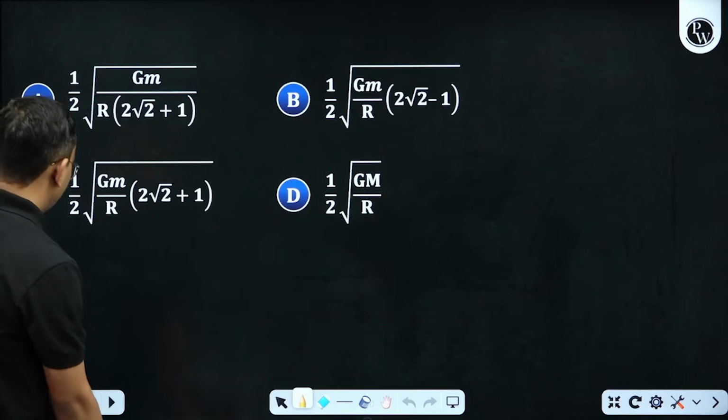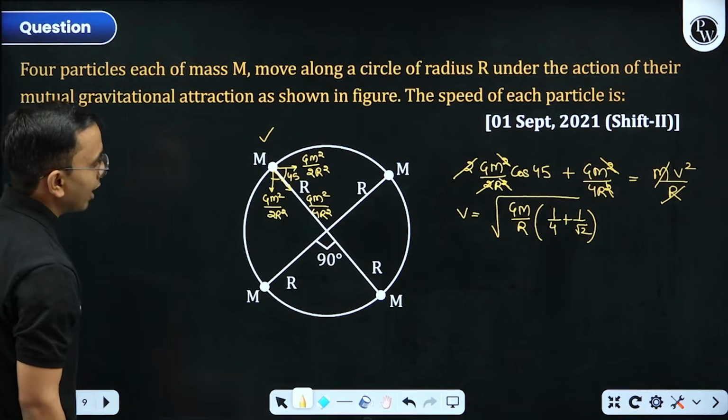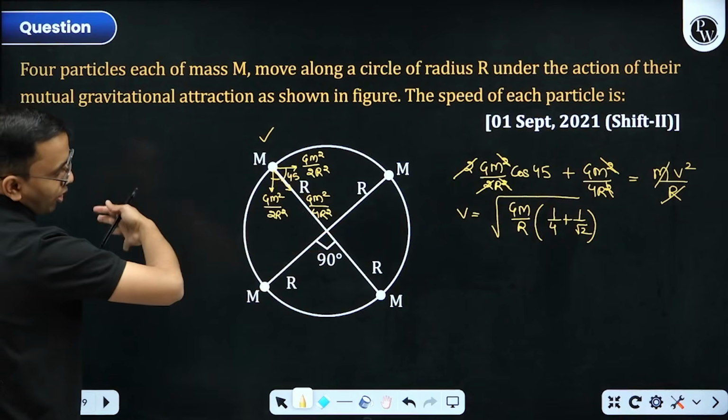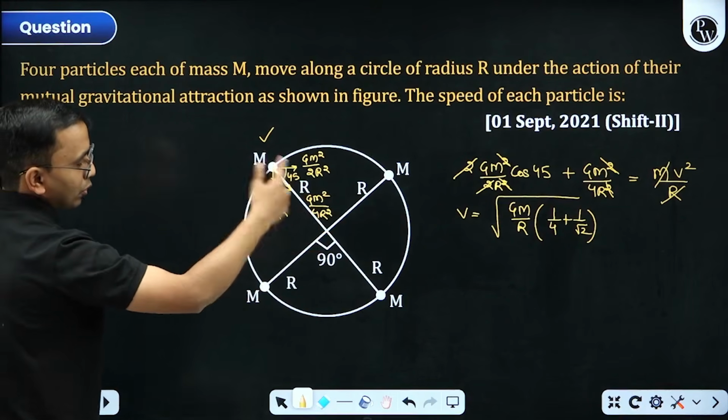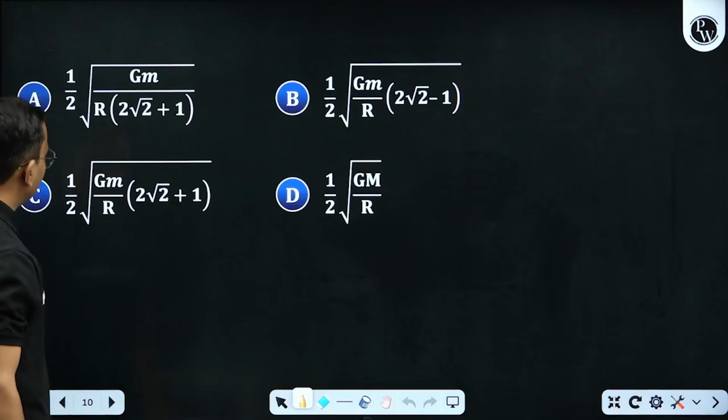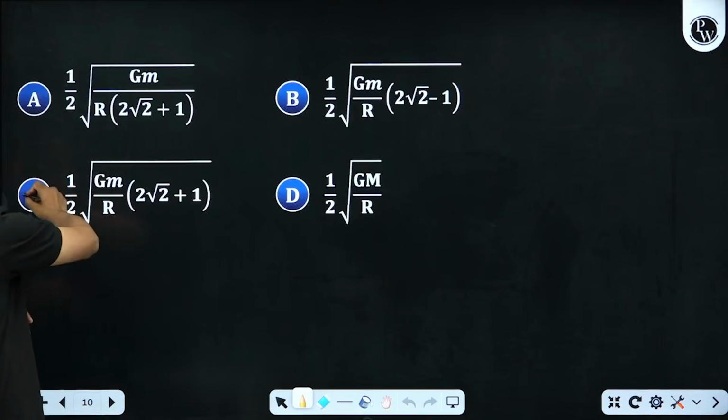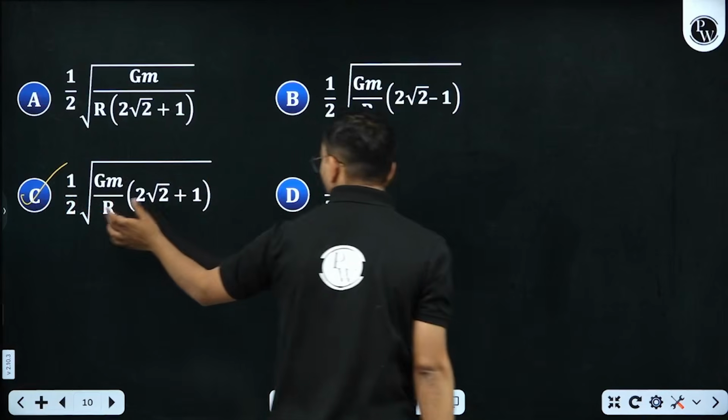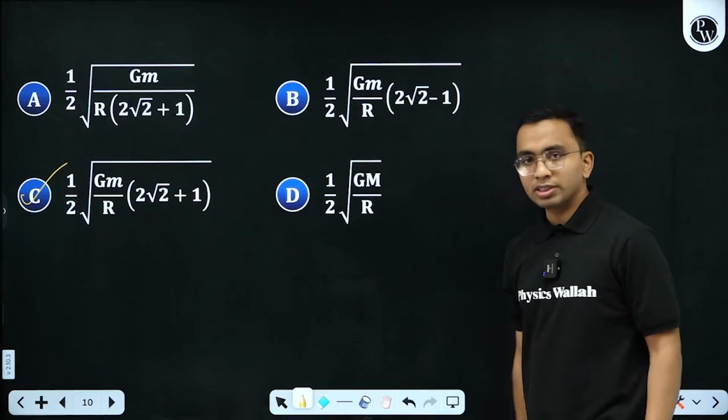Let us come to the options. I can take 1 by 4 common out. It will become 1 plus 2 root 2 inside. 1 by 4, when it will come out, it will become 1 by 2 outside the root. So 1 plus 2 root 2. Yeah, option C is the correct answer.